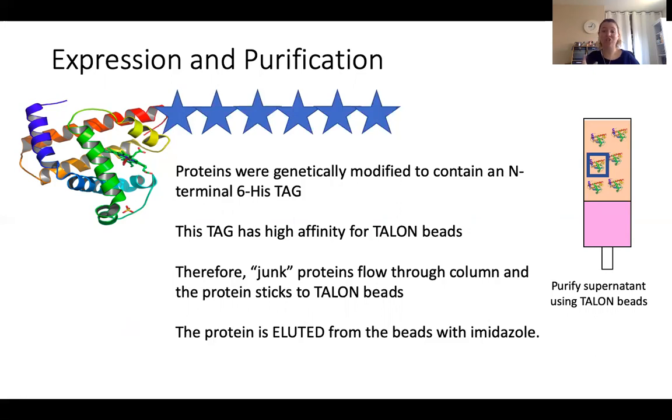And therefore, any junk proteins that don't have this tag, and proteins we are not interested in, will flow right through the column. They shouldn't bind to anything. And then once we've ensured that all of the junk is out, we would elute the protein from the beads by breaking that bond using imidazole, and the protein comes out. This way we can ensure that we have a solution consisting of just one protein.